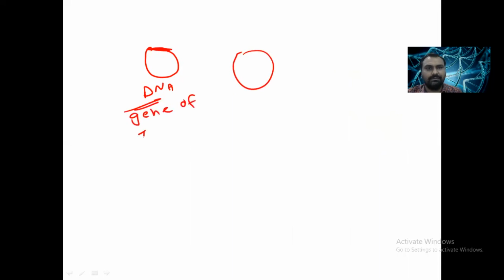Okay, so I will explain you, don't worry. Suppose this is our one circular DNA. Here there is a gene of interest, and another is a vector. This is our gene of interest, so we'll cut it and we'll cut the vector also.